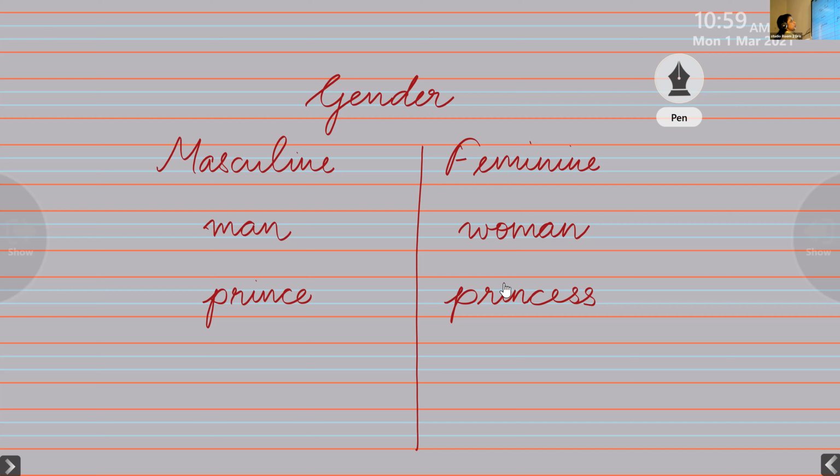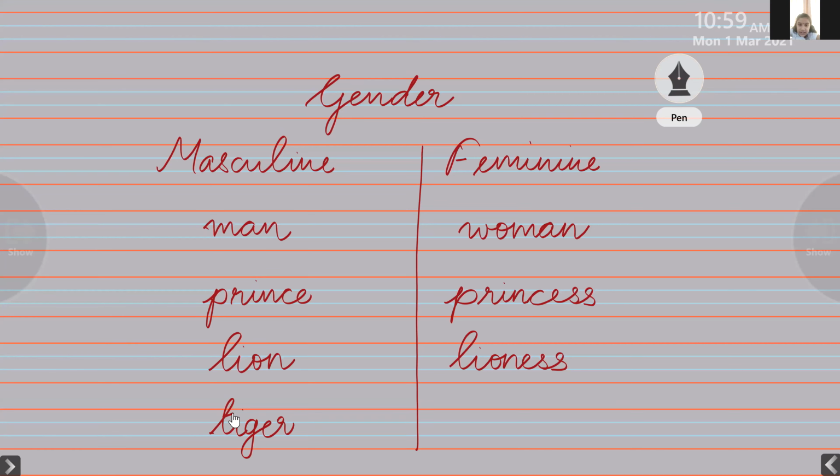Now let's move on to the third word. Lion. Yes. So it is lioness. L-I-O-N, lion. L-I-O-N-E-S-S, lioness. The 4th word is tiger. Tigress. It is tigress. G-R-E-S-S.